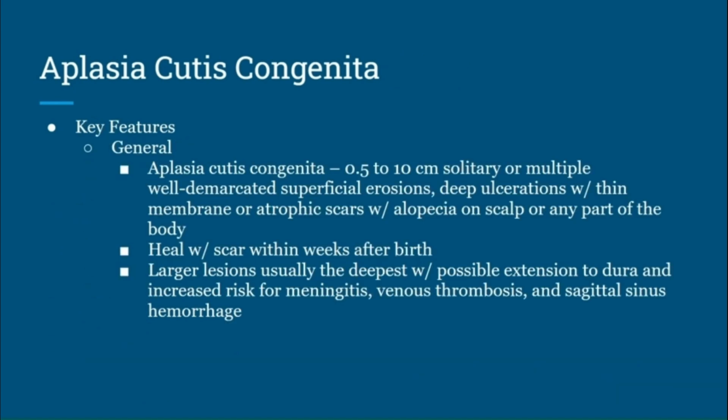Key features here: with aplasia cutis congenita, you're going to notice small, maybe even large, solitary or multiple well-demarcated superficial erosions to deep ulcerations with thin membrane or atrophic scars, and this can sometimes have alopecia in that area that's affected as well. Basically, this will heal with a scar to a degree. Larger lesions, usually the deepest, with possible extensions to the dura, are at increased risk for meningitis, so be aware that you could have an absence of bone, exposing CNS components to the environment here.